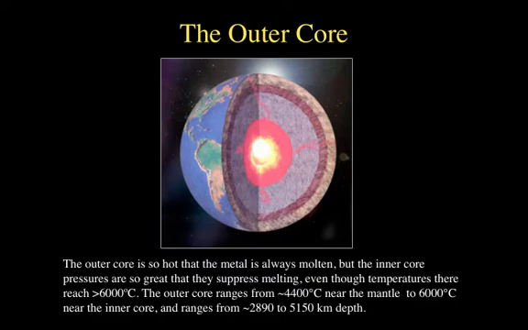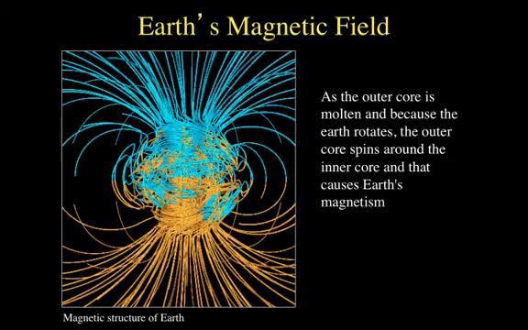The outer core ranges from about 4,400 degrees Celsius near the mantle to over 6,000 degrees Celsius near the inner core, and ranges from about 2,900 to a little over 5,000 kilometers depth. The outer core is molten, and because the Earth rotates, the outer core spins around the inner core, and that causes the Earth's magnetism.